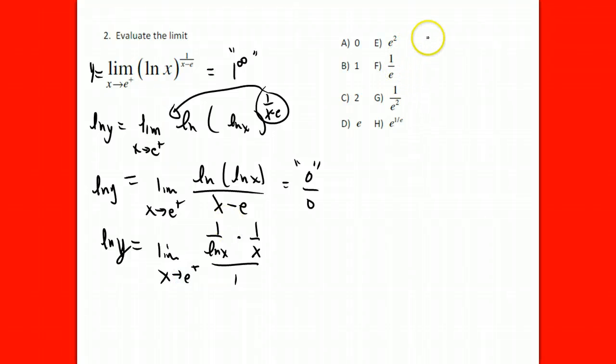Don't circle F. You have to do H. You have to do e to both sides. I'll let you finish that out. Let's try to fit one more in. Yes?